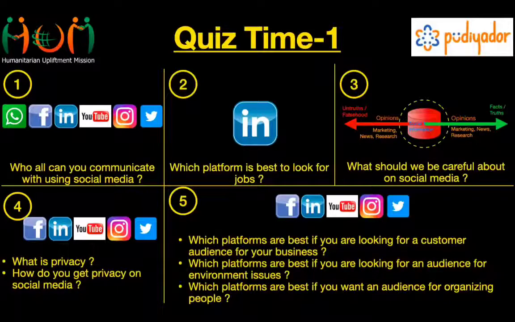Next question. When we get on social media, what is something we should worry about, or something that we should know happens on social media? The diagram is right there. Truth and false. Yes. On social media, there will be truths, there will be facts, there will also be untruths, there will also be falsehoods. So you have to be careful.